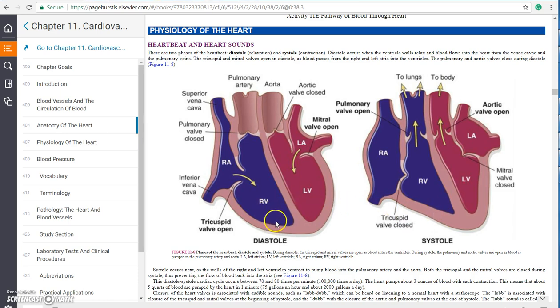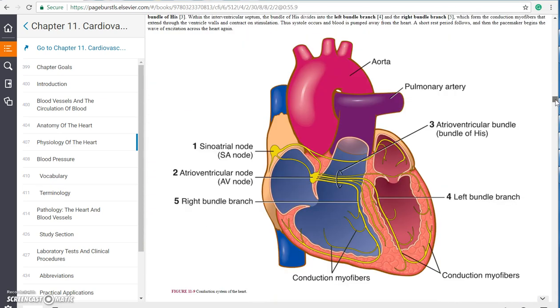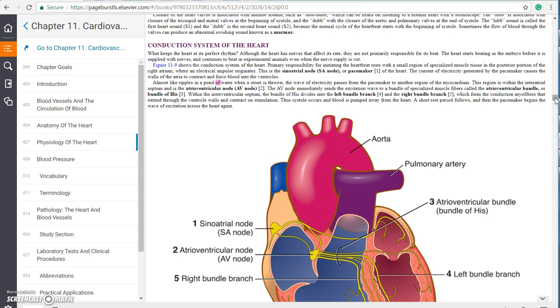We talked about diastole being the relaxation phase of the heart, and you can see how the valves are open during this period of time, and the systolic phase where we have the contraction of the heart activity. Along with how the heart has its two phases, we also have to have an electrical conduction.